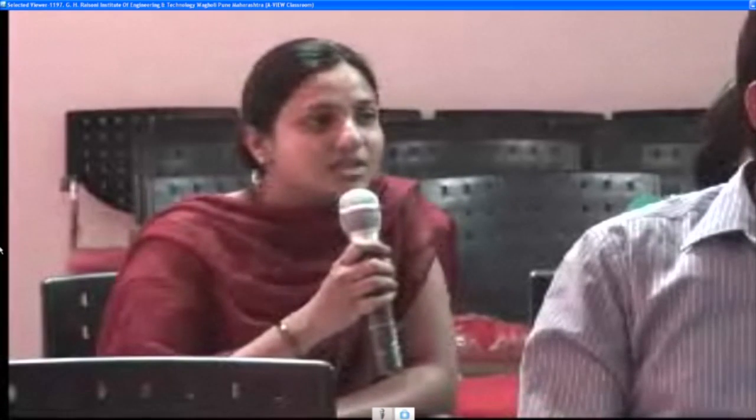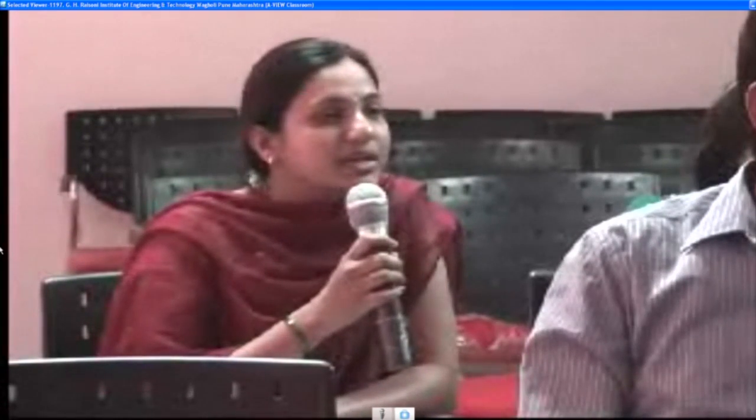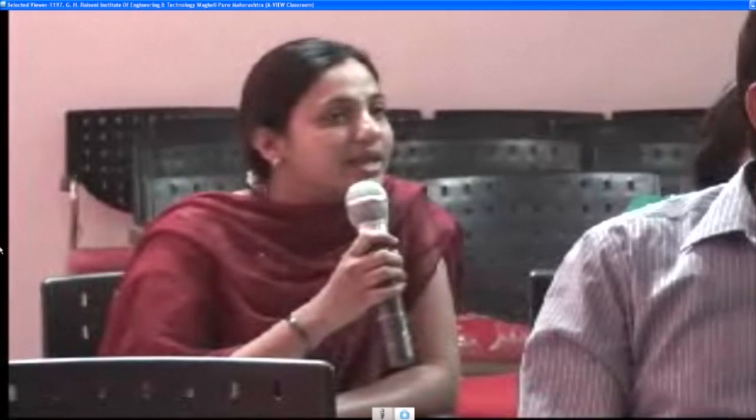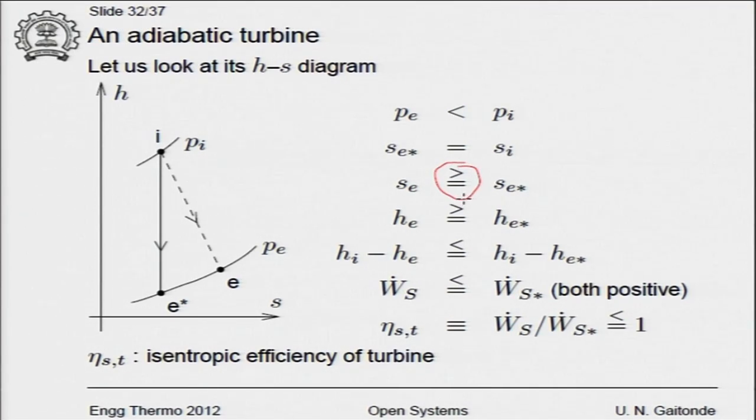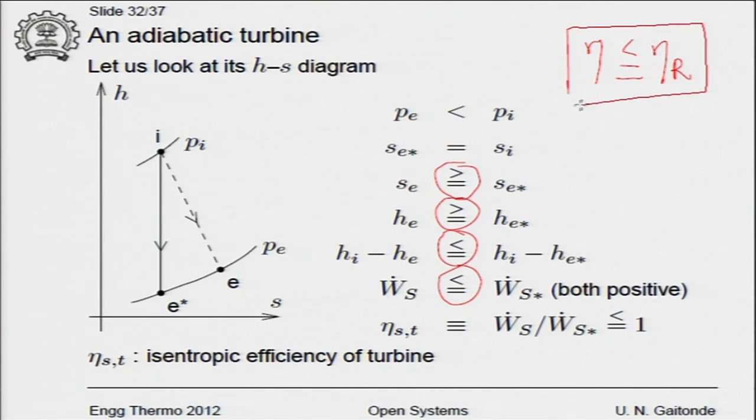HE is greater than HE star. Okay, sir, the difference is again given, but why is HE equal to HE star given there? I am not getting that. Wherever you see these greater than or equal to signs or less than or equal to signs, these are inherited from eta less than or equal to eta r, which comes out of the Carnot theorem. Equal to here means the reversible limit. So in the limiting case, it will be equal to.